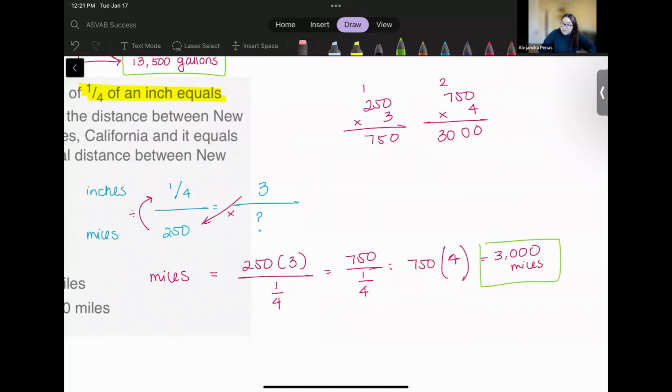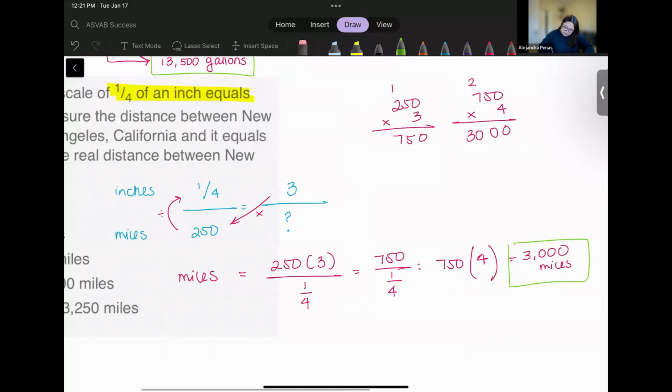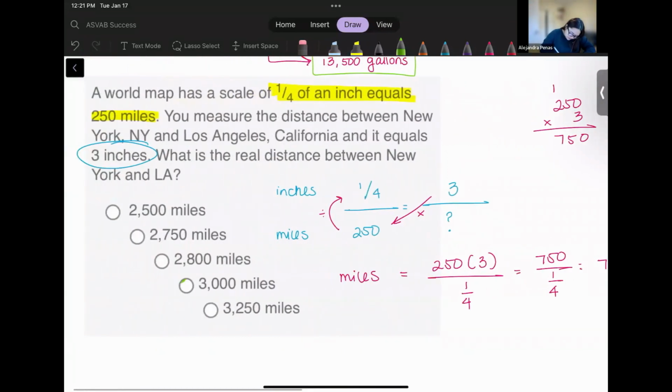So again, in my opinion, this was easier, but maybe some of you guys feel more comfortable with decimals. That's okay. You can do it with the decimal too. So it's 3,000 miles, this one. Okay. All right. Questions so far? Anything confusing you? Anything that doesn't make sense to you? It's all good. That's good. All righty. Let's keep going.